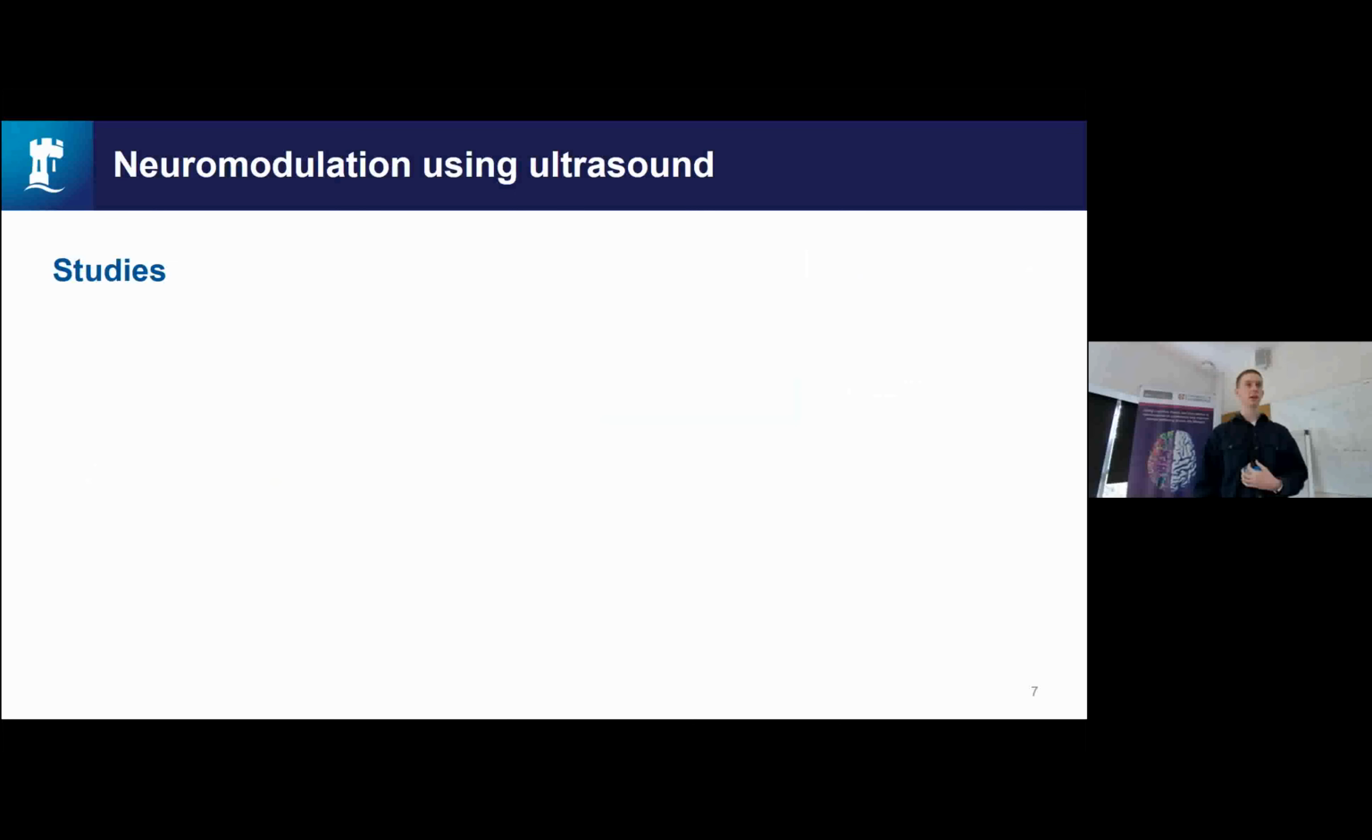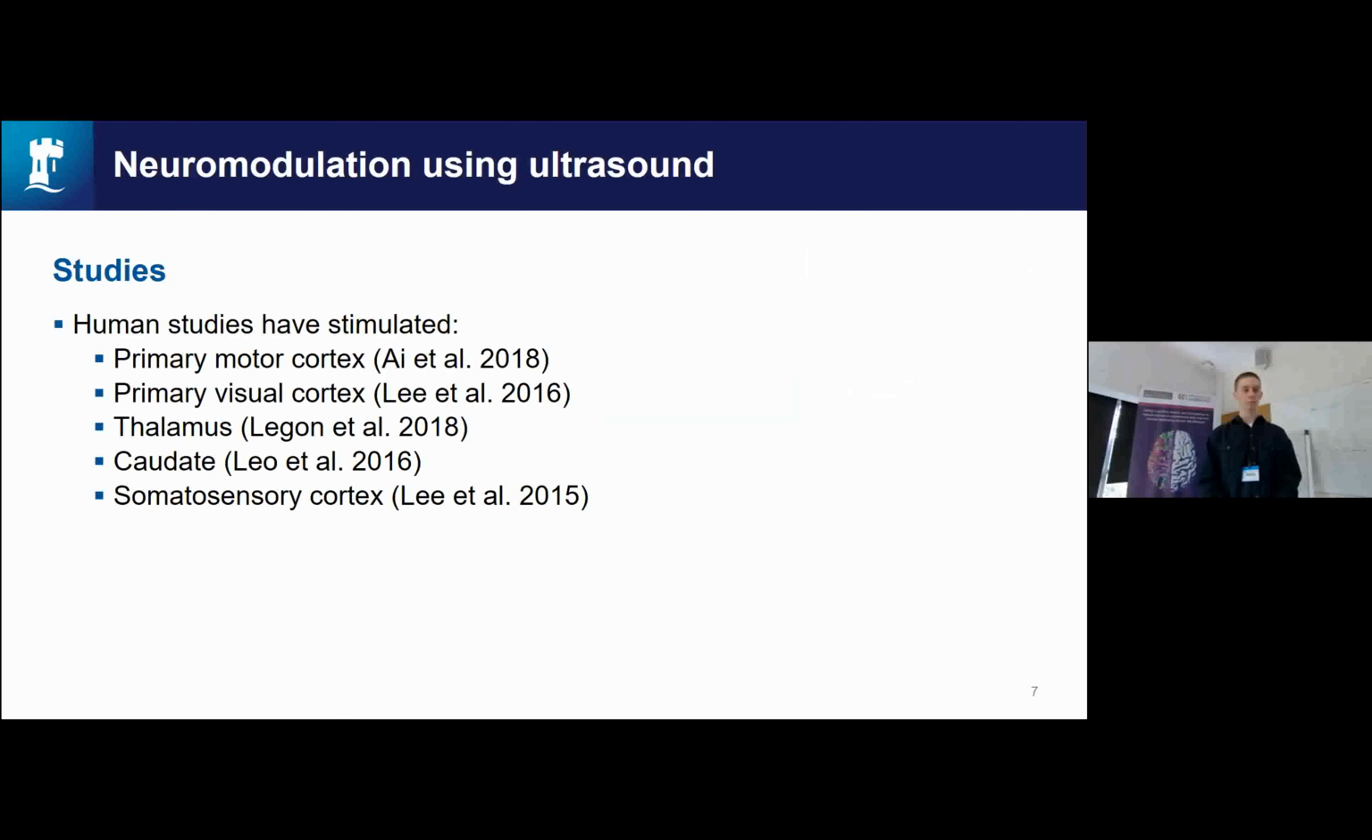So what's been done so far? Well, there have been quite a lot of animal studies, and in the last probably 5 years or so, human studies have started to happen. At the moment, they've been targeting the motor cortex, visual cortex, and actually they've found that with the primary visual cortex, phosphenes have been recorded. Thalamus, caudate, and somatosensory cortex, where tactile sensations have been felt in individual fingers.